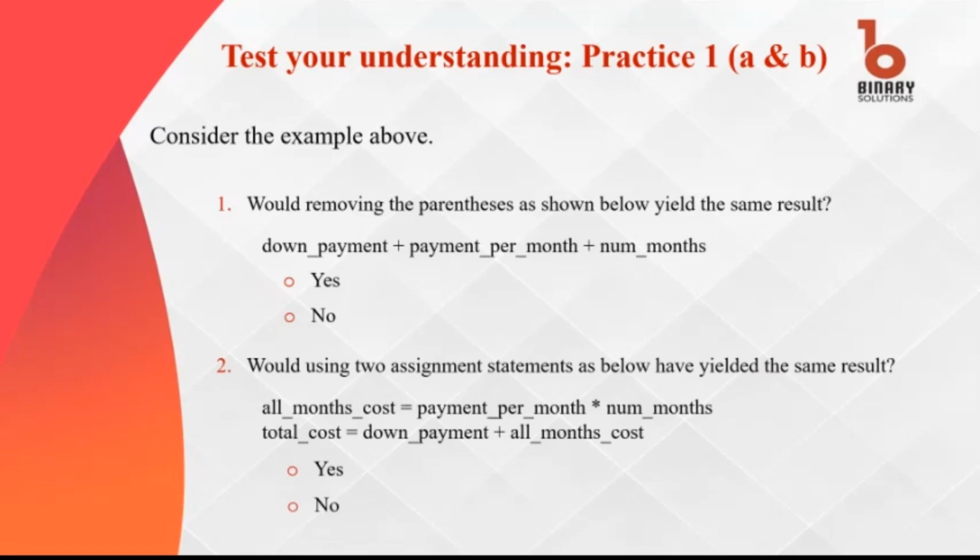Next, move to question 2. If we changed our approach and used 2 assignment statements, would this give us the same total cost as our original expression? Think about the question. Can breaking it down into steps change the outcome? Share your thoughts in the comments below. Review each of your answers, compare them with what you've learned, and share in the comments how many you got right and your grasp of the concepts.